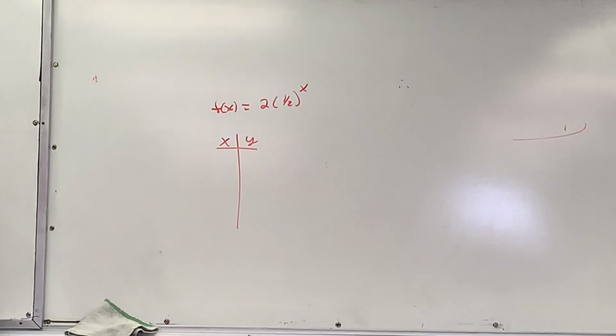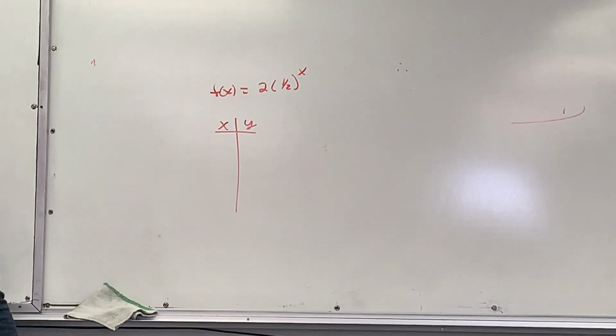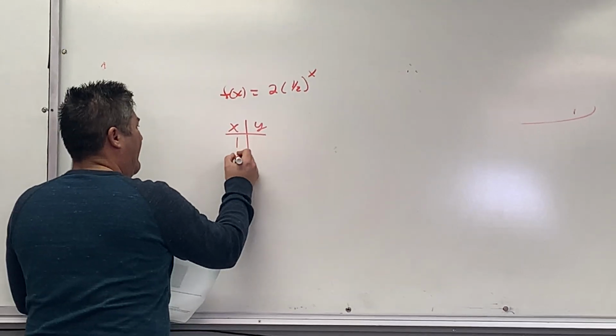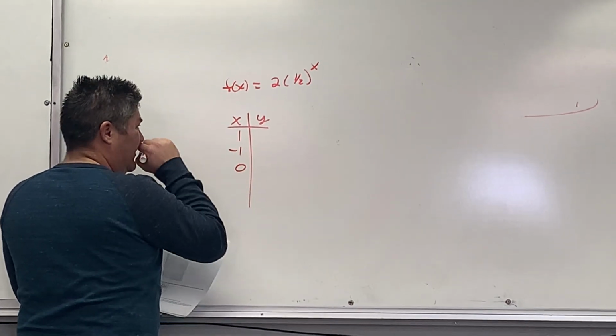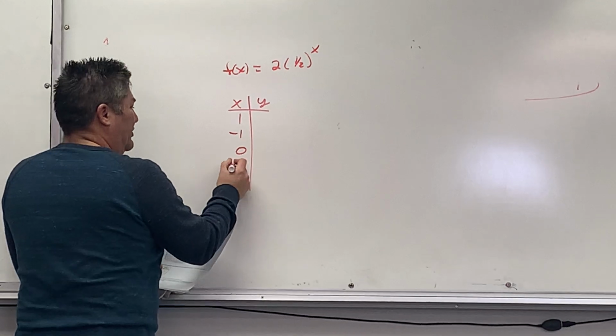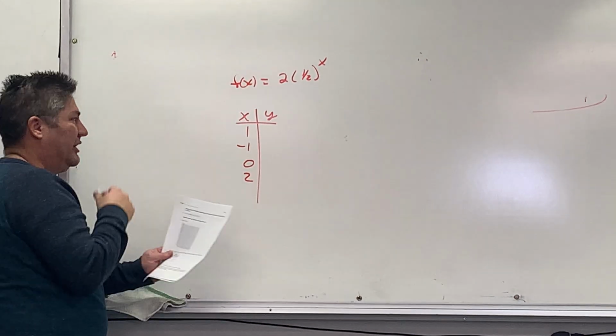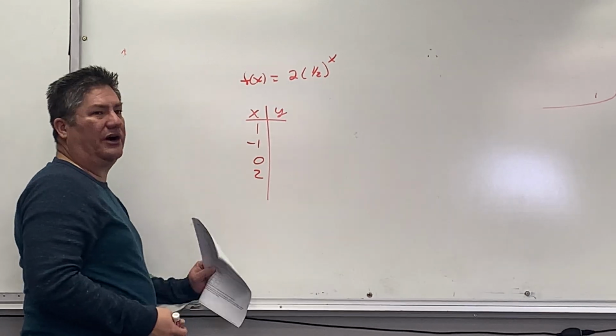What are some smart numbers to do? Because they're just not very big. They'll make it not very big. Start at 1 and -1. Start at 0. And then maybe we'll do a 2 and maybe we'll do a 3, or maybe we'll do a 2 and a -2. We'll see where we go. But we're going to at least do those 4.